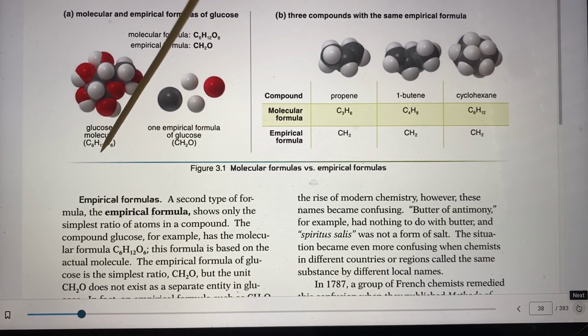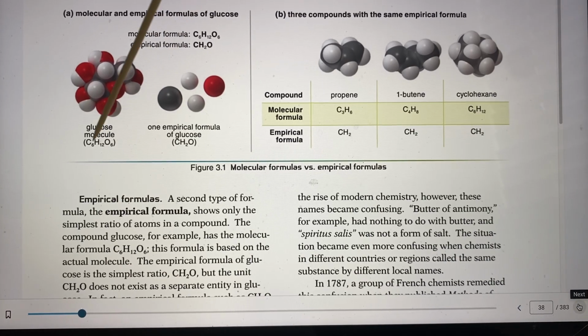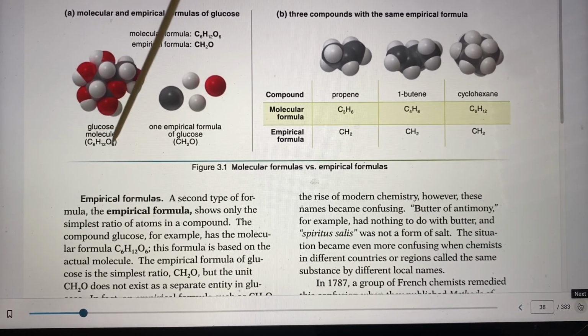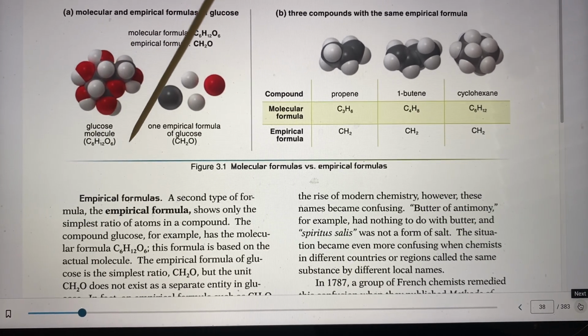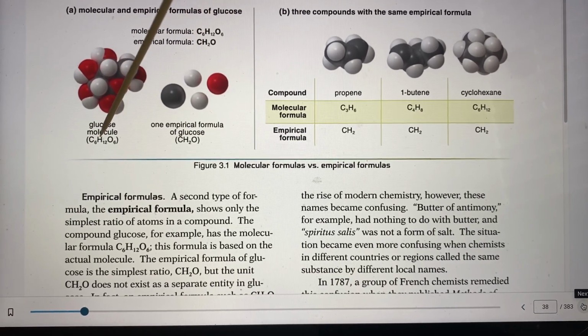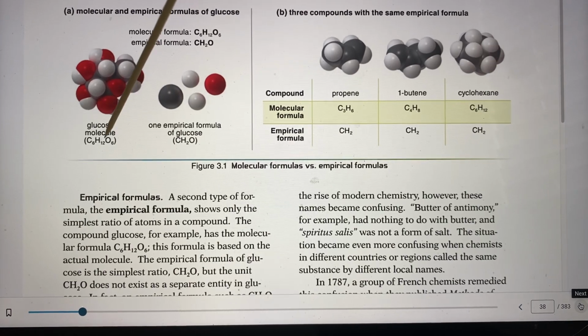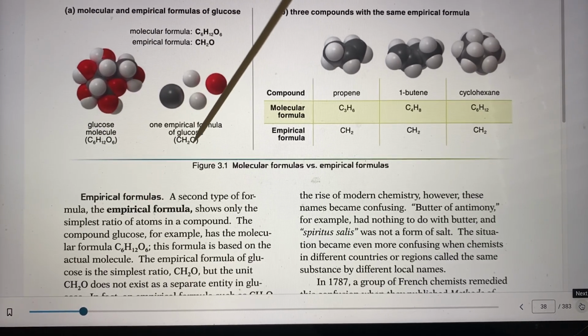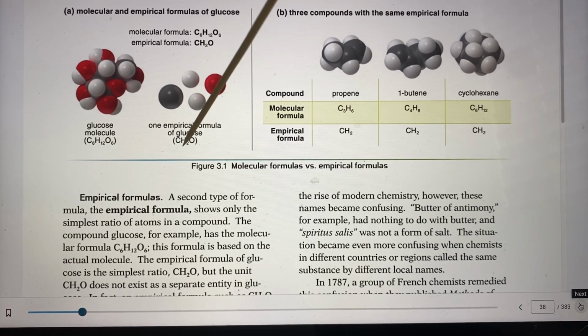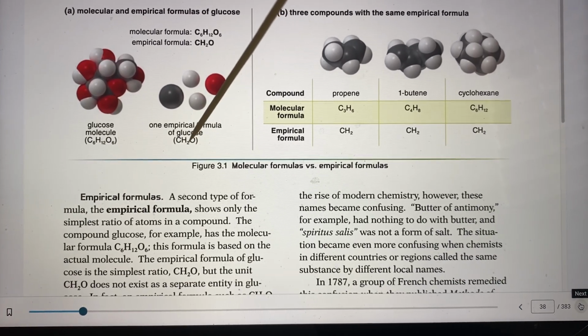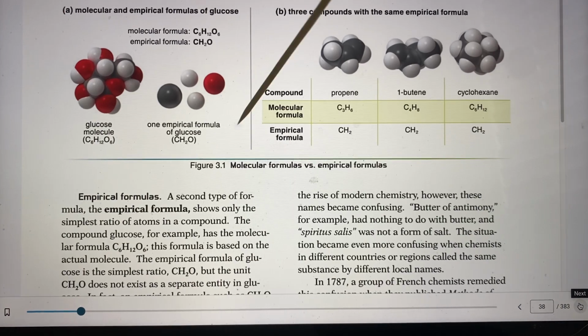Well, if you broke this down into the little ratio of it, you divide each one of these by 6, because that would be how far we can go. We have CH2, because you divide 12 by 6, and O. So our empirical formula would be CH2O, and it would look like this.